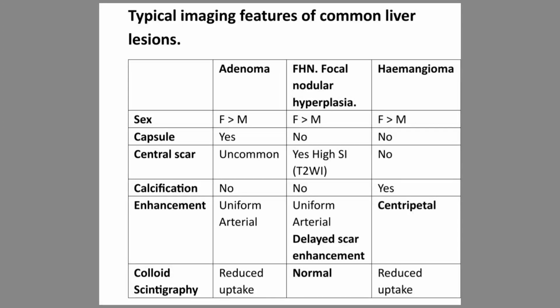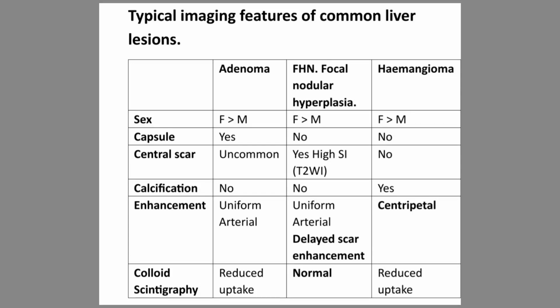This chart shows certain characteristic radiological features of benign lesions of the liver like adenoma, focal nodular hyperplasia and hemangioma. If you keep these points in your account, hopefully you will be able to find these benign lesions quite easily on CT scan and MRI. First of all, you should know which lesion is quite common in male and female.